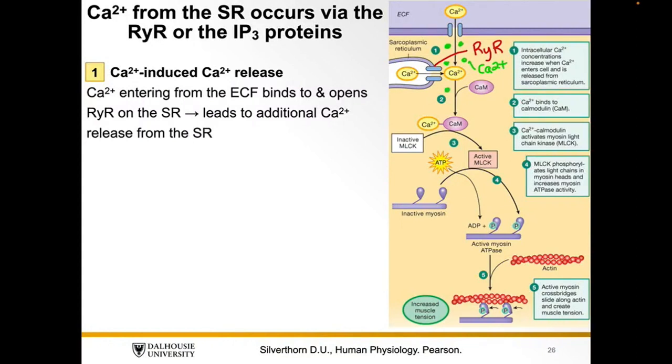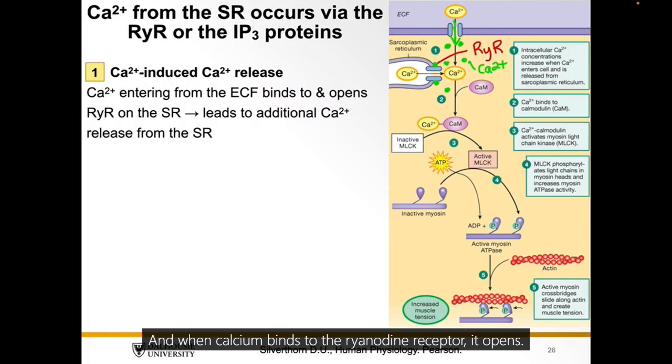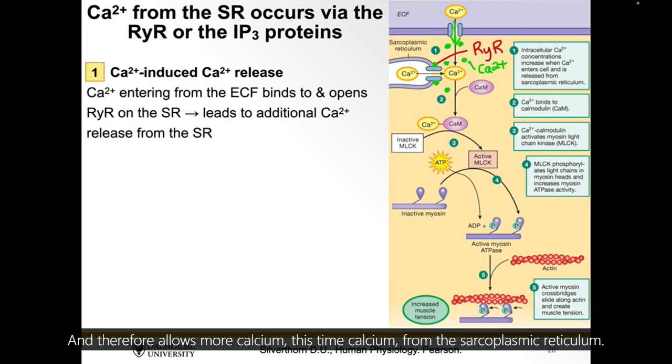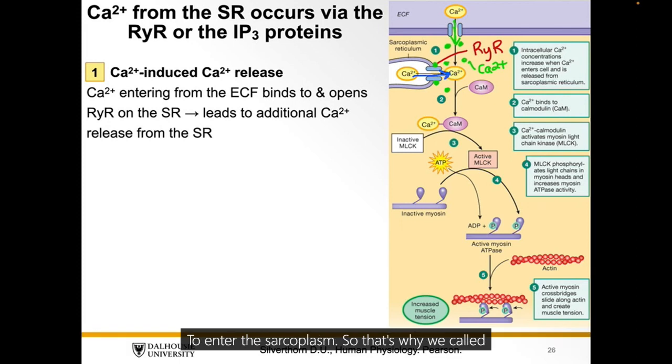So when calcium comes in from the extracellular fluid, some of this calcium can bind to the ryanodine receptor. And when calcium binds to the ryanodine receptor, it opens and therefore allows more calcium, this time calcium from the sarcoplasmic reticulum, to enter the sarcoplasm. So that's what we call calcium-induced calcium release.